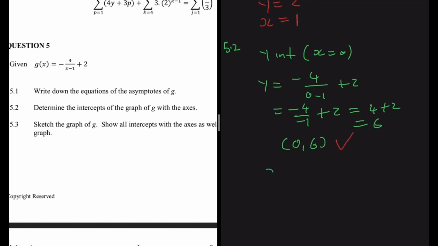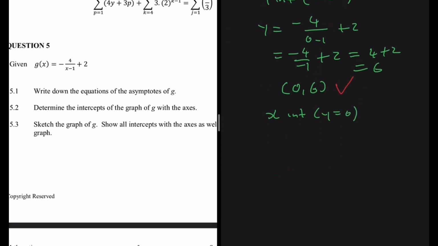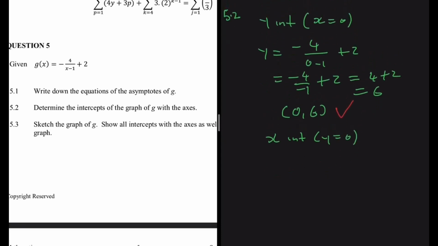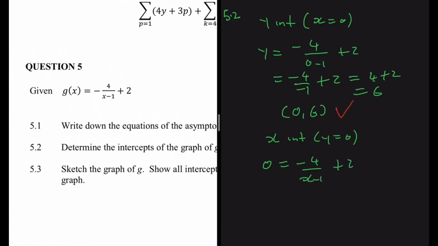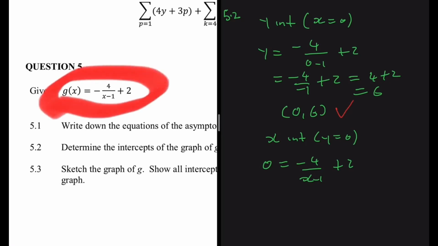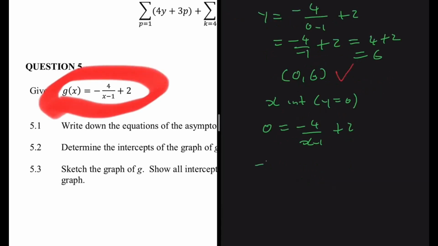Now let's move forward and do the x-intercept. So x-intercept, y is equal to 0, right? So in place of y, we put 0 and we solve for x. So we're going to have 0 is equal to minus 4 divided by x minus 1 plus 2. We just substitute in y is equal to 0 in our equation g of x, right? We have minus 2 is equal to minus 4 divided by x minus 1. You just subtract 2 on both sides.